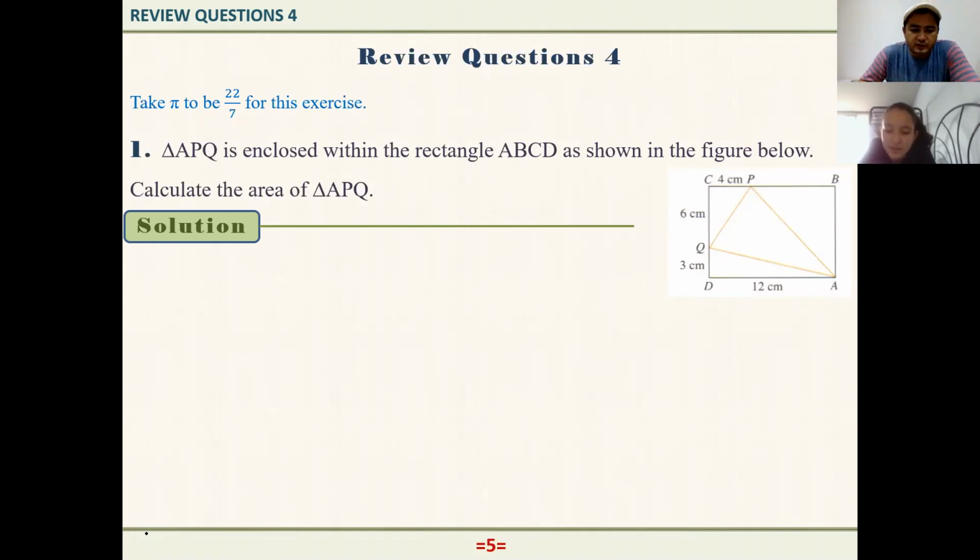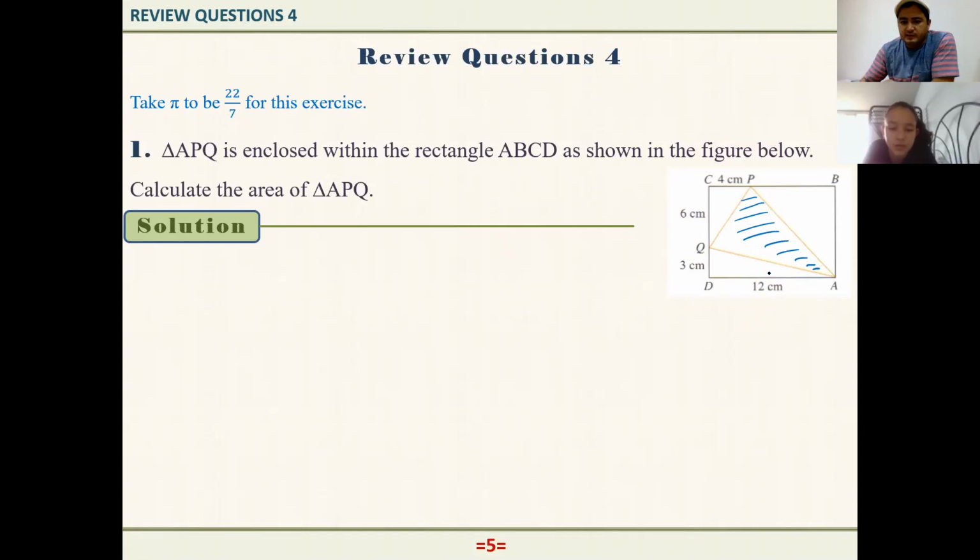But in the question, what is it asking actually? It's asking that triangle APQ is enclosed within the rectangle ABCD. So that is rectangle ABCD, and here we have a triangle. Calculate the area of APQ. So we need to find the area of this triangle, right? The shaded region. Actually, to find the area, we need to know the base and we need to find the height. But what is the height?